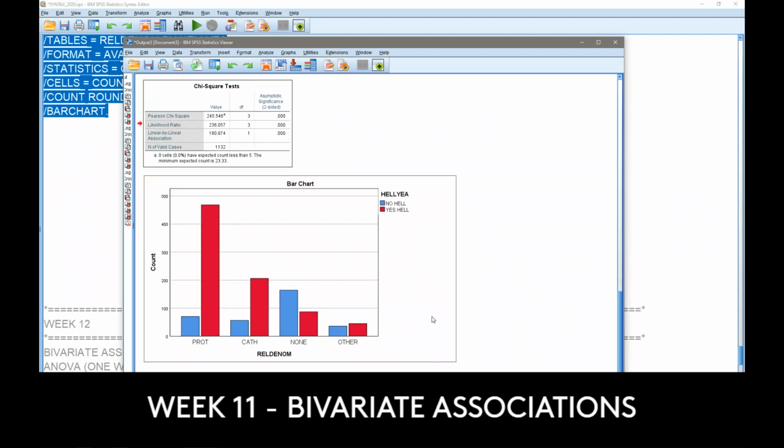Then you get a really cool bar chart here. You can see the red is, yes, I believe in hell. You can see Protestants have the most respondents believing in hell. And then it goes down, followed by Catholics, nones, and others.